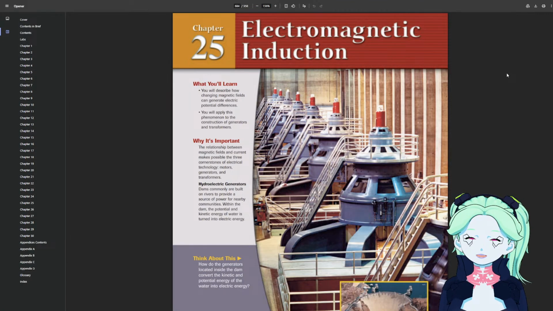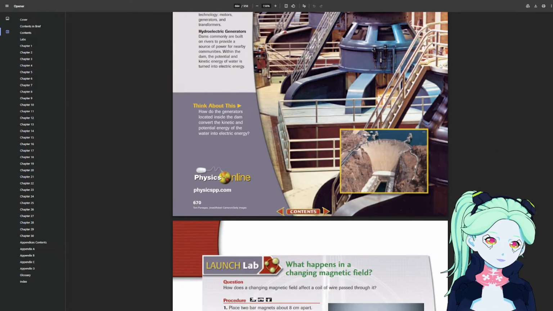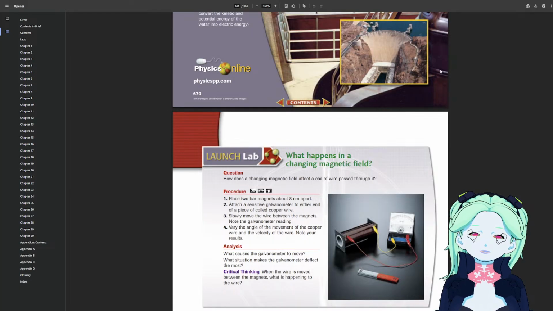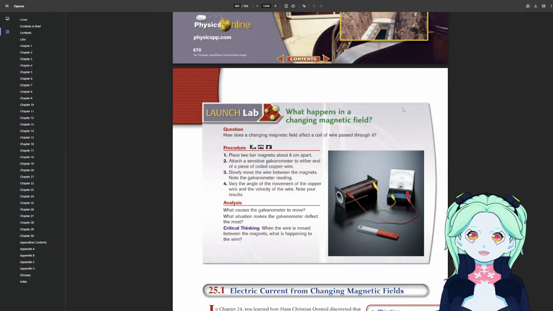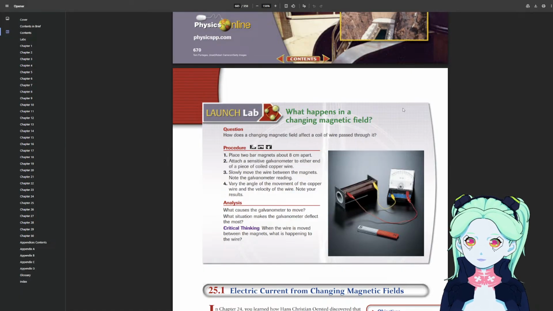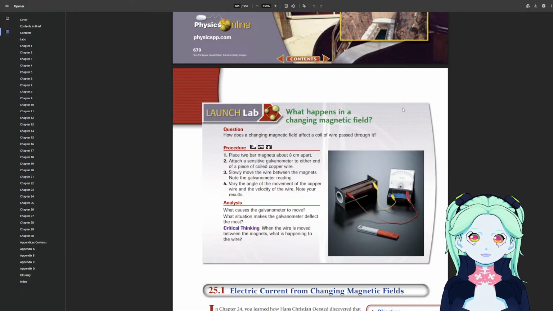Hydroelectric generators. Dams commonly are built on rivers to provide a source of power for nearby communities. Within the dam, the potential and kinetic energy of water is turned into electric energy. Think about this. How do the generators located inside the dam convert the kinetic and potential energy of the water into electric energy? So how does water movement turn kinetic energy into electrical energy? What happens in a changing magnetic field? How does a changing magnetic field affect a coil of wire passed through it?